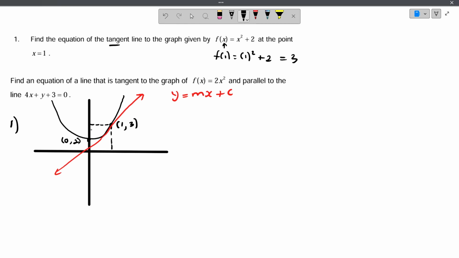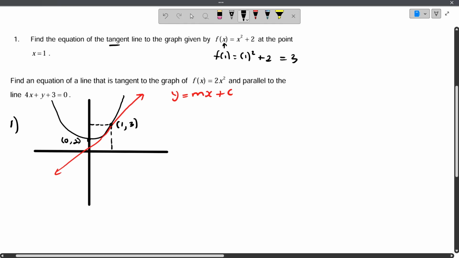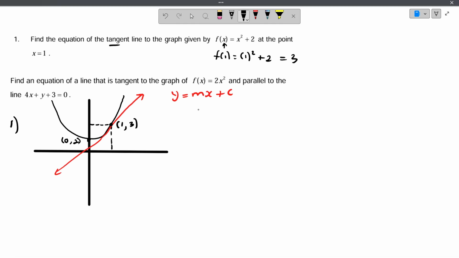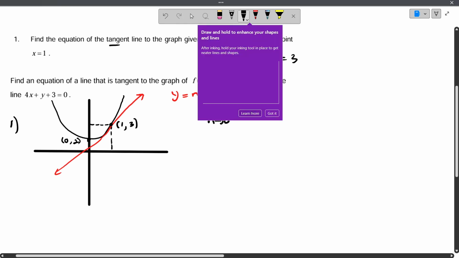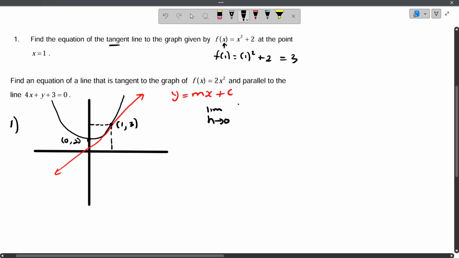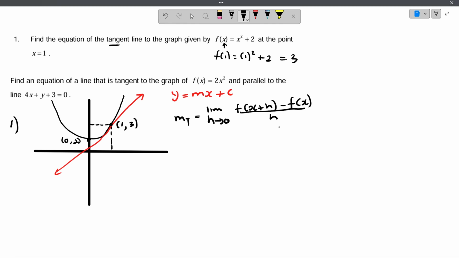Well, remember we said that the gradient at a point on any curve is given as the limit as h approaches 0 of f(x plus h) minus f(x), all divided by h. This will be the gradient of the tangent line, or the gradient at x equal to 1. Okay, so now I can find the gradient in that case.